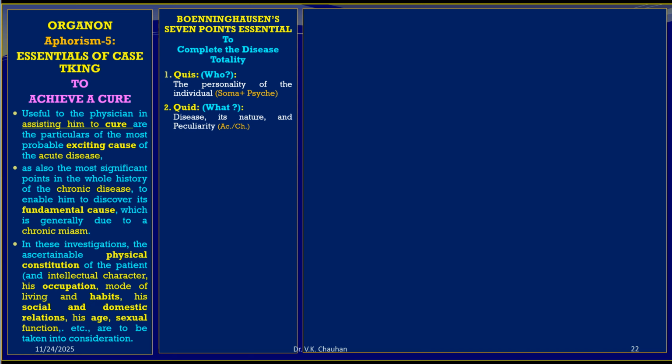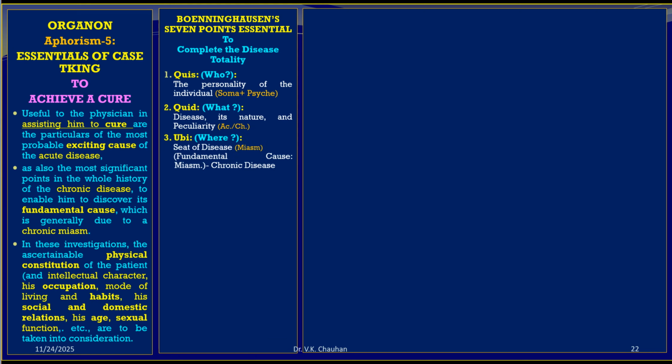And then he says what? Quid. Disease, whether it is an acute disease or a chronic disease, and what is the peculiar nature of the disease. Every organ system has a very different kind of manifestation, so you should be able to understand that particular part, what you are suffering from.